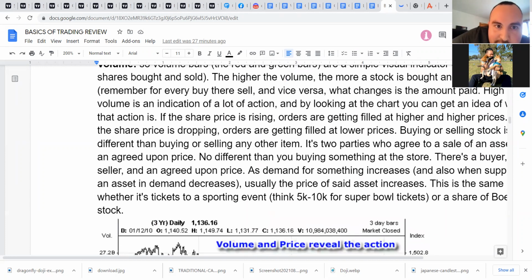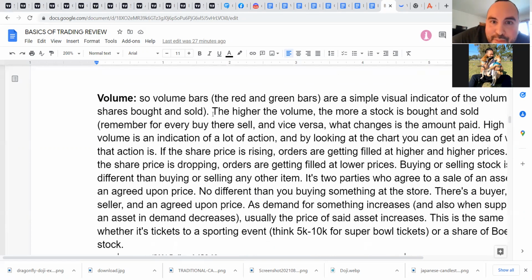Volume is one of the best indicators, in my opinion. You don't really need much other stuff. That other stuff can help you, but volume is pretty much key. Yep.